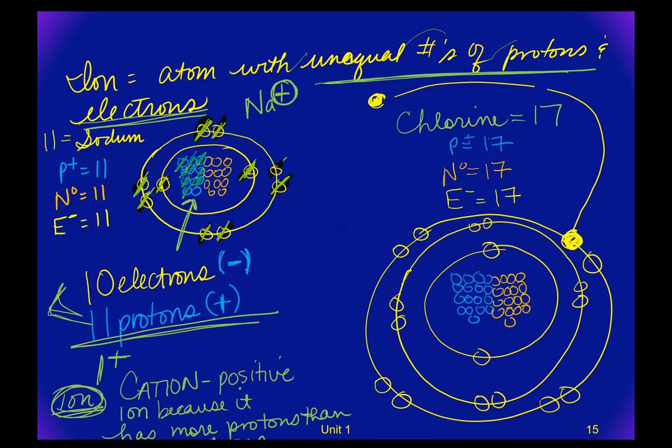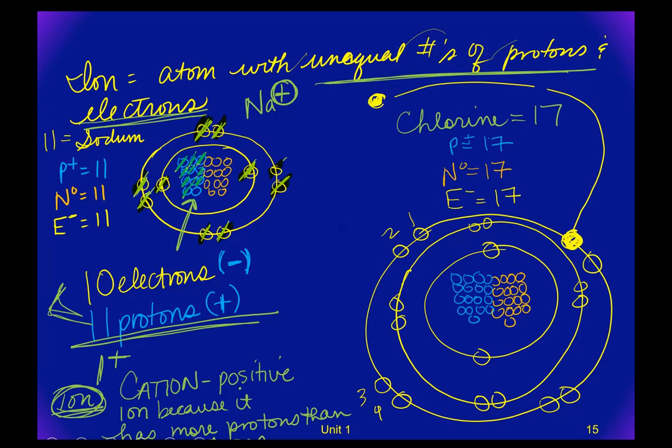So we take that extra electron. How many do I have in my outer shell now? 1, 2, 3, 4, 5, 6, 7, 8. So as far as my atom's concerned, it's happy. The rules are followed. I have 8 electrons in the third shell.